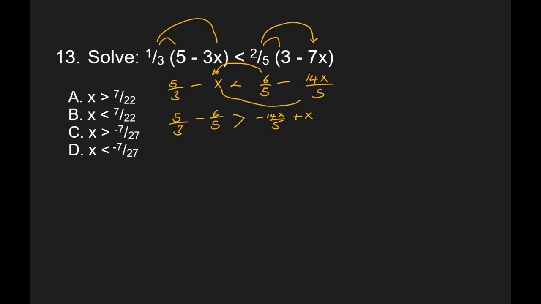5 over 3 minus 6 over 5, LCM is 15. 15 divided by 3 times 5 is 25. Minus 15 divided by 5 times 3 is 18. And this is still greater than. LCM here is 5. So we have minus 14x. And if you divide this here, you will get 5x added.